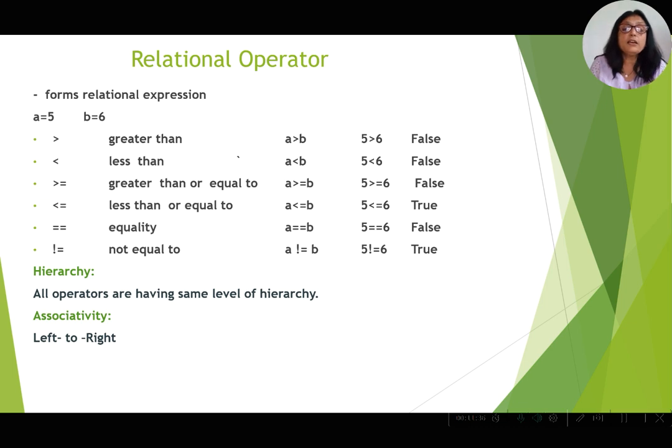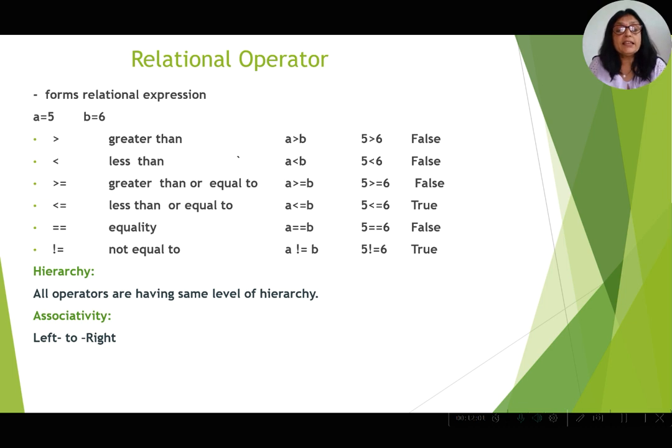Then less than, we are comparing both. This is also false because A is greater than B. So now, next one is A greater than or equal to 6. Now just see, A value is 5, B value is 6. Greater than or equal to? No, A is less than 6.